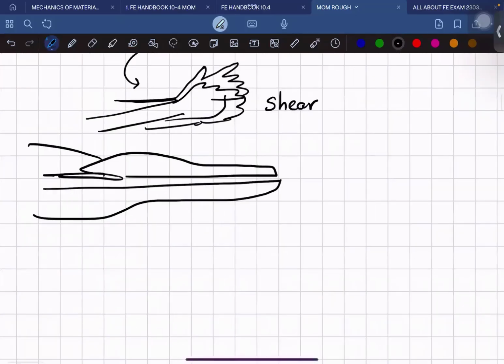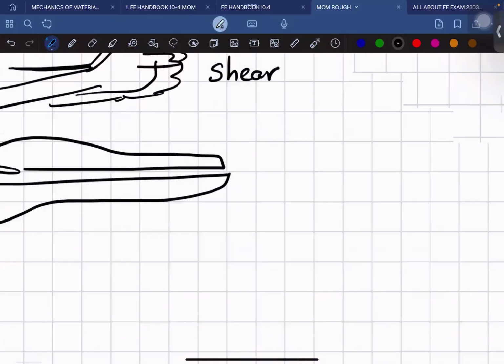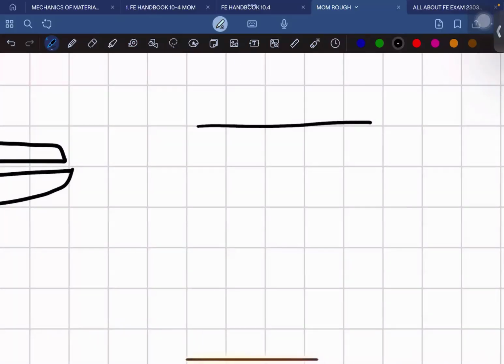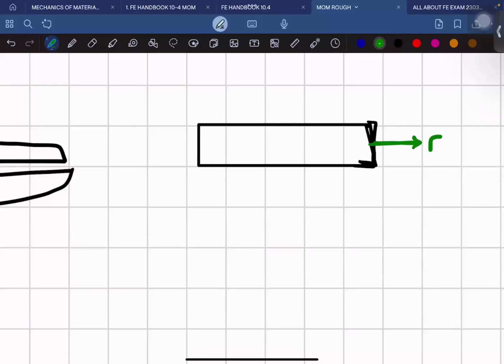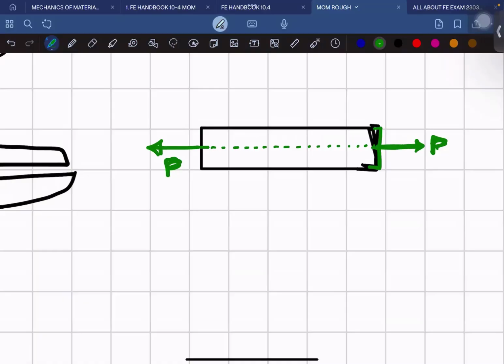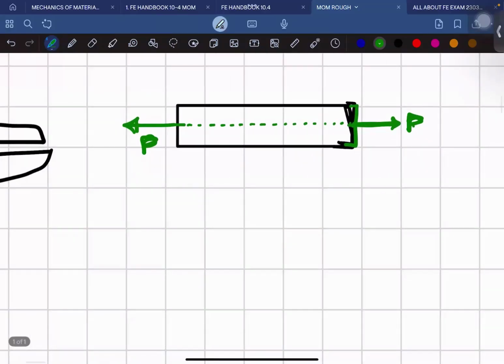What about pulling from two different sides? Could that also be shear? Let me mark this as some block. This is one block, and you are saying someone is pulling from here and someone is pulling from here, from both sides. If they are pulling on the same axis, then tell me, can it be shear, or should it be tension, or compression? It should be tension basically.